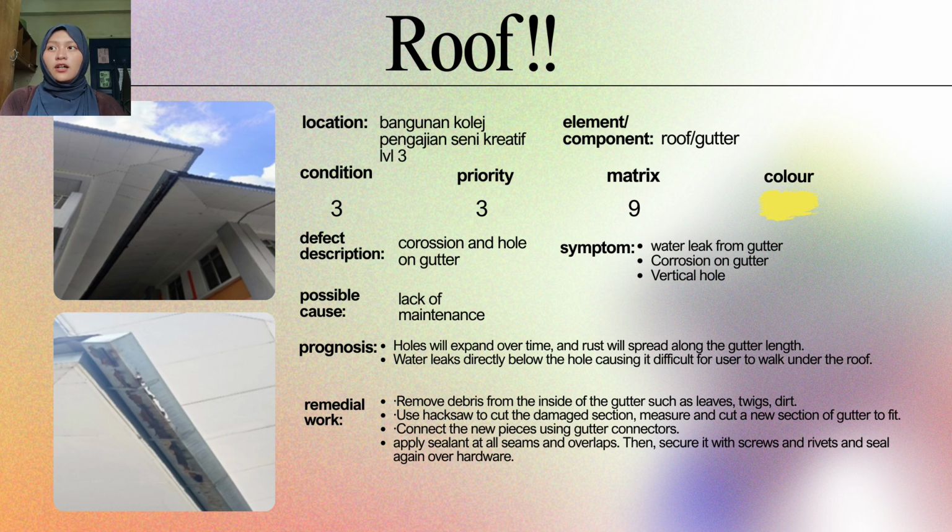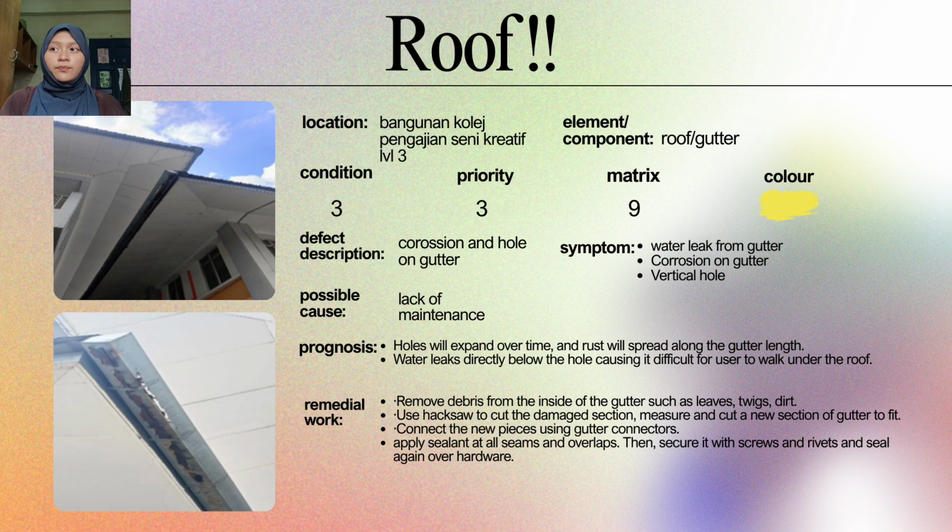The defect description is corrosion and hole on the gutter. Symptoms: water leak from the gutter, corrosion on the gutter, and also a vertical hole. The possible cause of this is lack of maintenance. The prognosis is that holes will expand over time and rust will spread along the gutter length. Water leaks directly below the hole, making it difficult for users to walk under the roof.